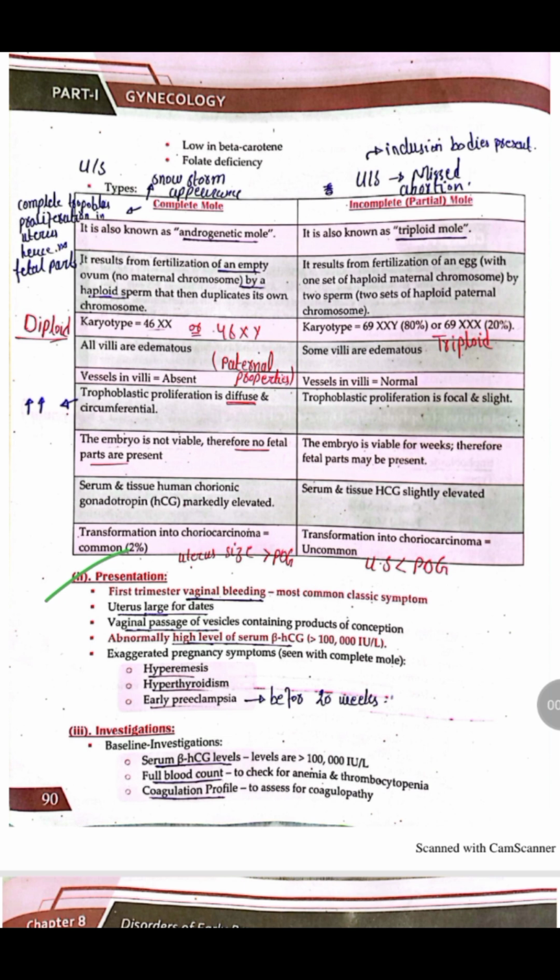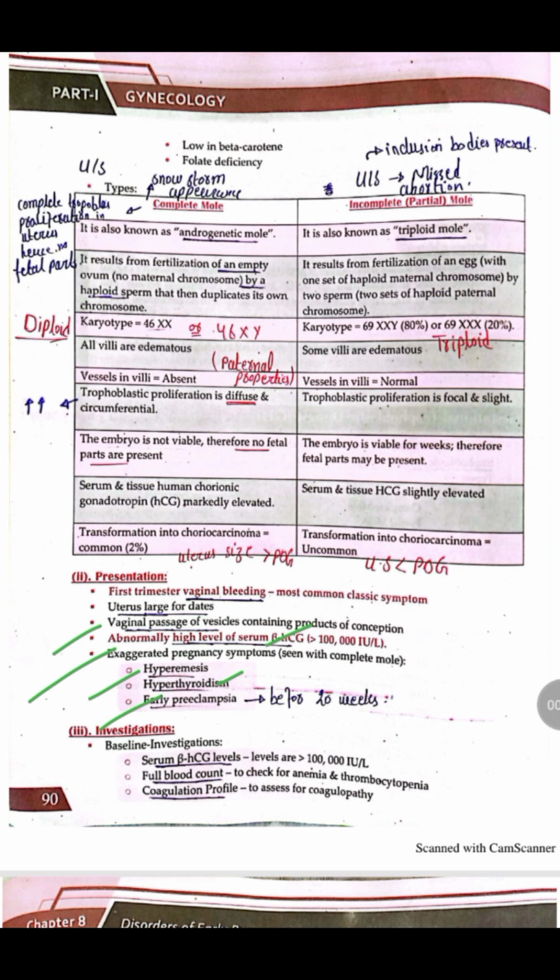Next is the presentation, or the signs and symptoms, of hydatidiform mole. The most common and classic symptom is first trimester vaginal bleeding. Similarly, the uterus is large for the gestational age, and there is vaginal passage of vesicles, which contain the product of conception. The passage of vesicles per vaginally is the most classic symptom of hydatidiform mole, and there is an abnormally elevated level of beta HCG, more than 1 lakh international unit.